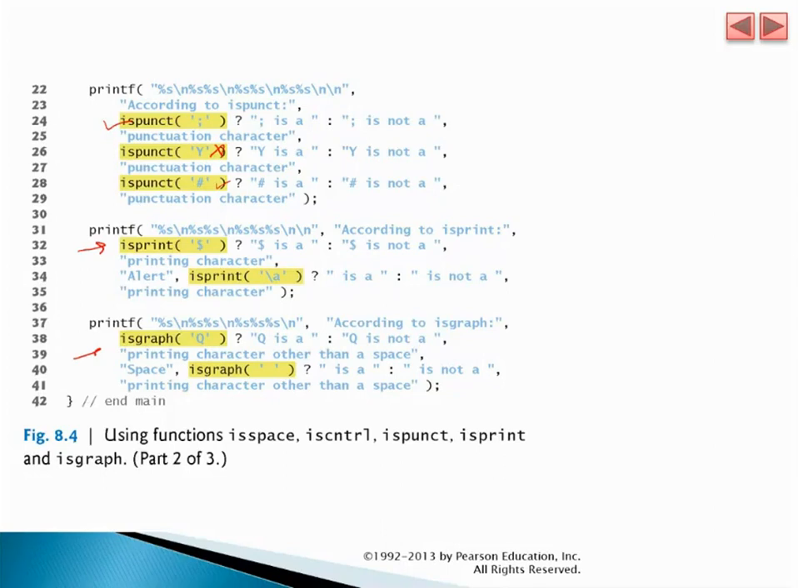Maybe you have some doubts related to this. See, this is a printable character, but alert is not a printable character. This will actually generate a sound. You cannot print it. Any such characters which are not printable, is print will return false for them. Similarly, for is graph, everything is true, but there are some like space, alert, and many other characters that you will learn about when we proceed further.